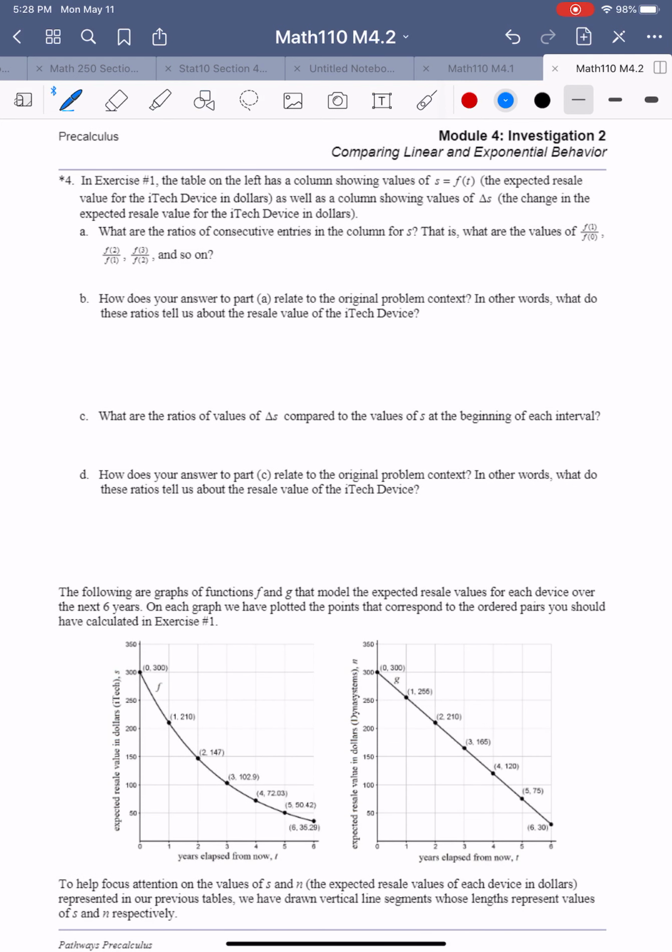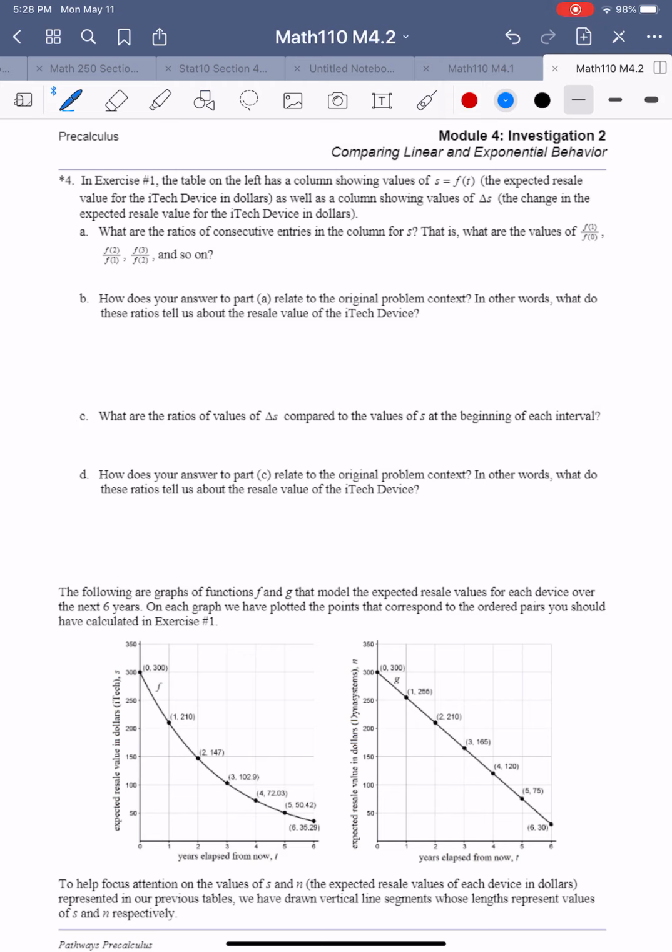So number 4, in exercise number 1, the table on the left has a column showing the value of s equal to f of t, the expected resale value for the iTech device in dollars, as well as a column showing the value of delta s, the change in the expected resale value for the iTech device in dollars. So what are the ratios of the consecutive entries in the column for s? So that is, what is the value of f of 1 over f of 0, f of 2 over f of 1, f of 3 over f of 2.